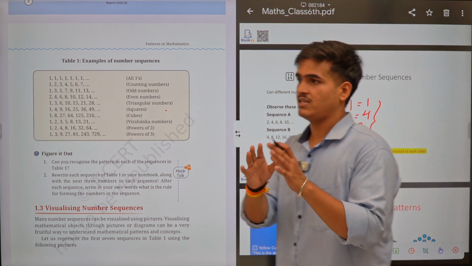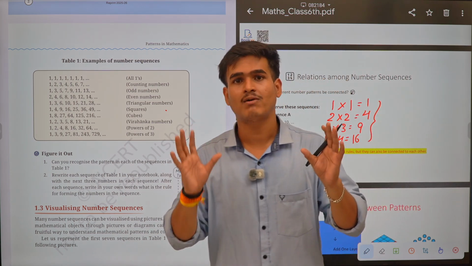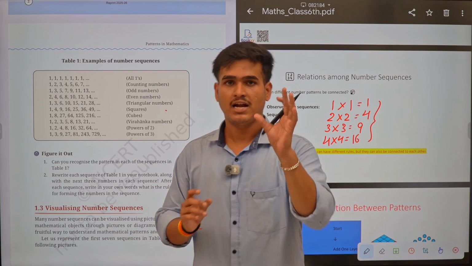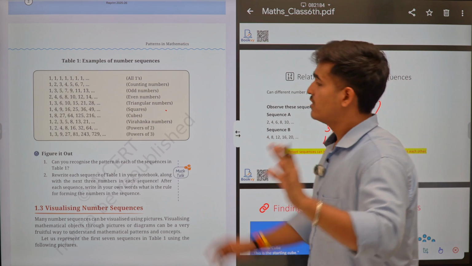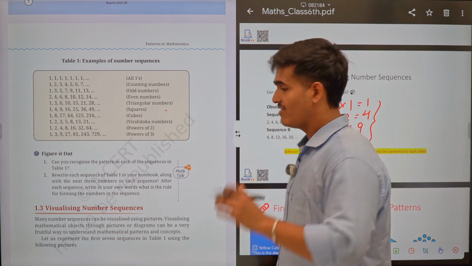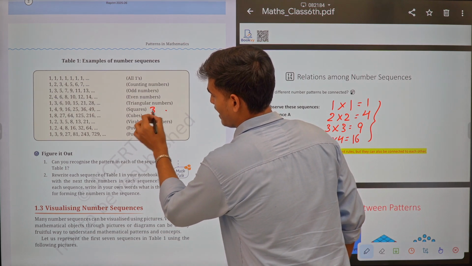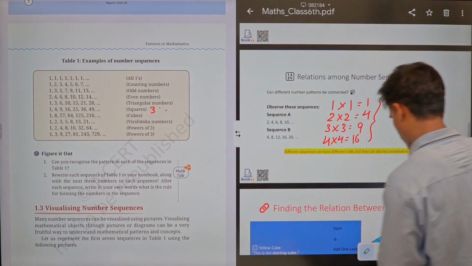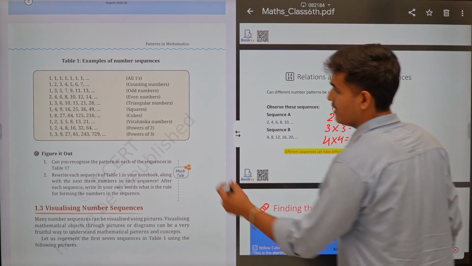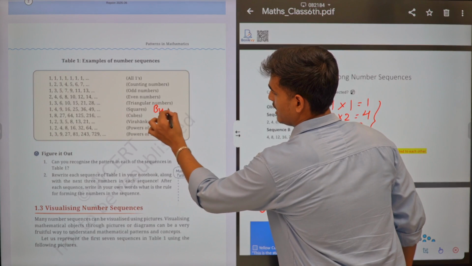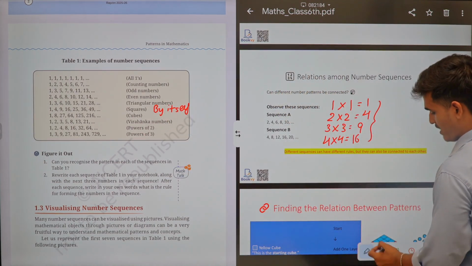Why? Because square means you should multiply the number by itself, and it will become the square. But make sure, if you want to find the square, you always have to take the power of two, or multiply the number by itself. So the number you have to multiply by itself, and you will have a square number.